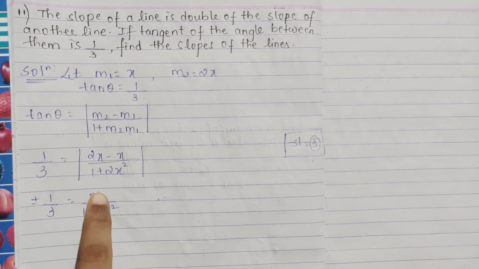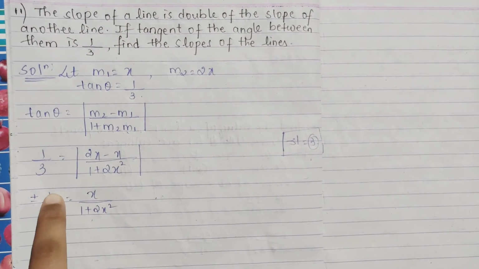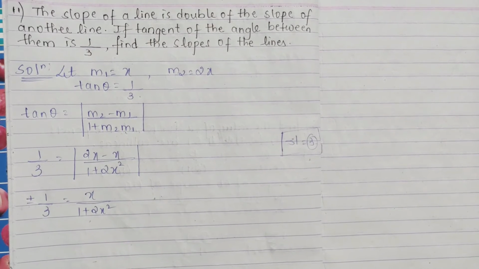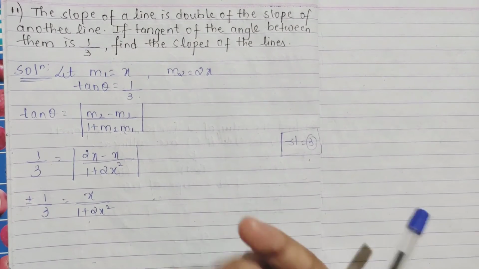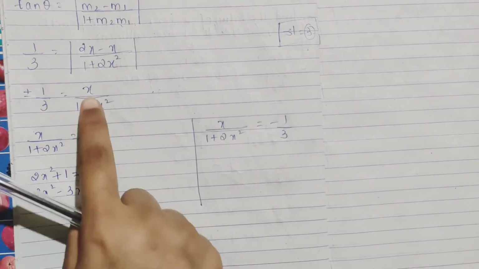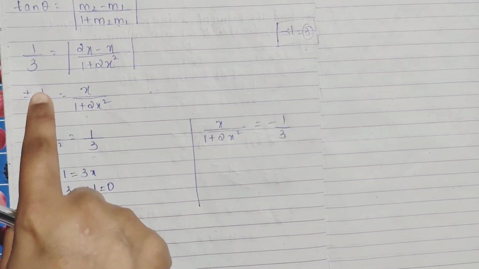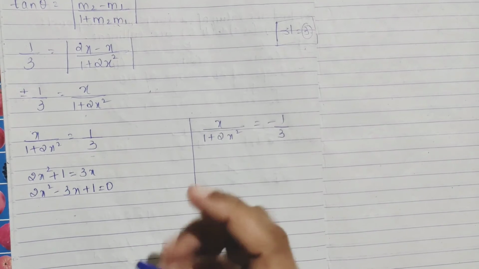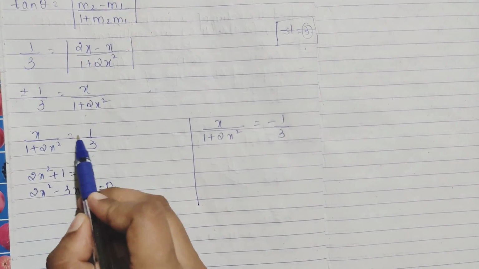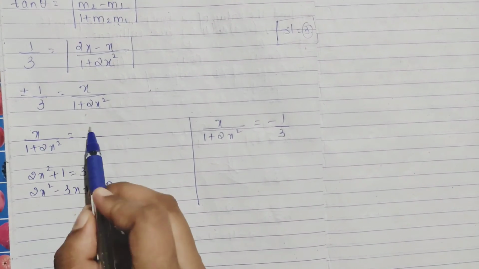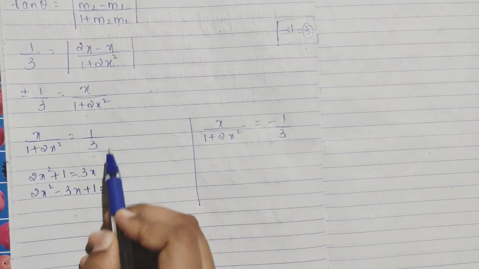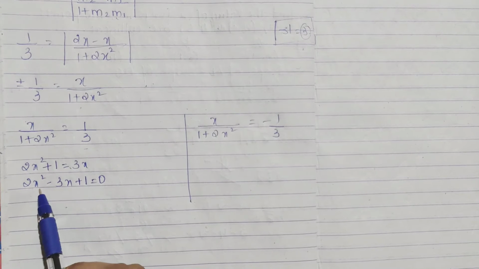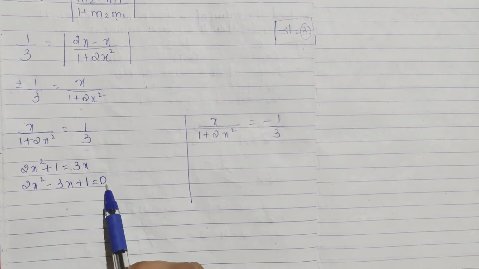Now if you cross multiply, you are getting plus or minus 1 by 3, so equate 1 with plus 1 by 3 and 1 with minus 1 by 3. So x by 1 plus 2x square is equal to plus 1 by 3, first with positive, and one more you can do with negative. Basically, cross multiply: 2x square plus 1 is equal to 3x. Take 3x to the other side to make it a quadratic equation. So you are getting the quadratic equation 2x square minus 3x plus 1 equal to 0.